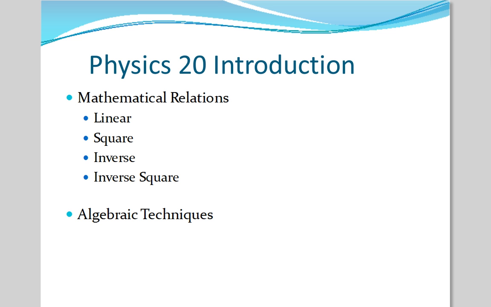Some people are gifted in math, like they can just look at a concept the teacher puts forward, and they might even be able to breeze through it. I haven't found too many people that are able to do that with physics. There are some, of course, but not too many. So let's go over some of these mathematical relations that you need to be aware of. You have linear, square, inverse, and inverse square. Those are just a few, but those are the main ones that are emphasized in Physics 20.